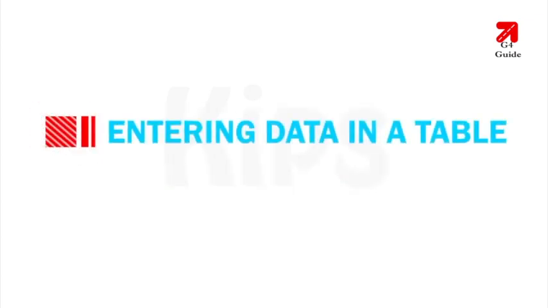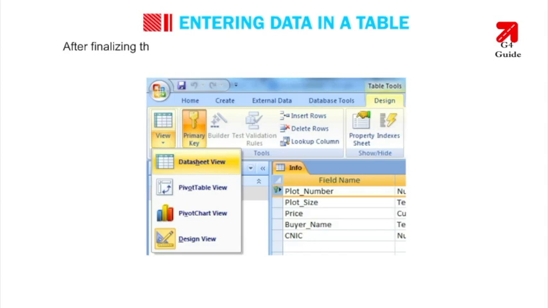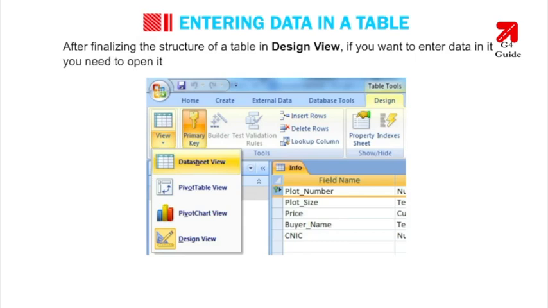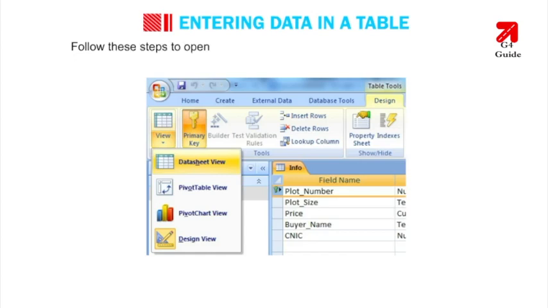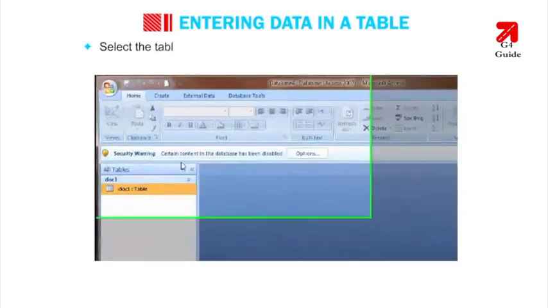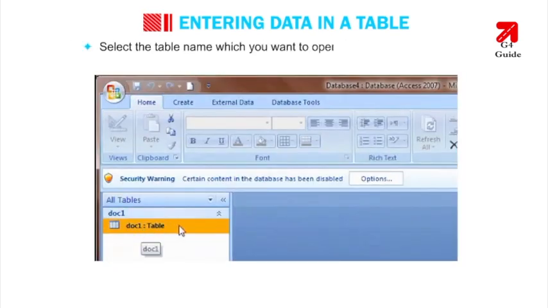Alright students, now let me tell you how to enter data in a table. After finalizing structure of a table in Design View, if you want to enter data in it, you need to open it in the Data Sheet view. Follow these steps to open the table in the Data Sheet view and enter data in it. Select the table name which you want to open in the navigation pane. Now press the Enter key.